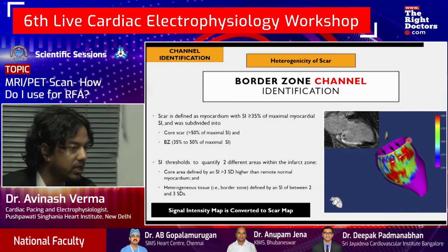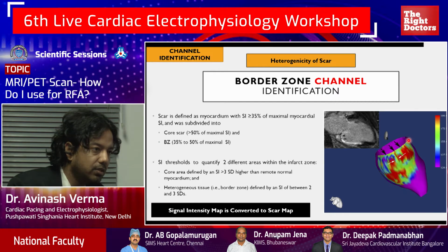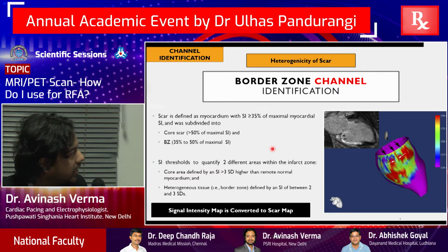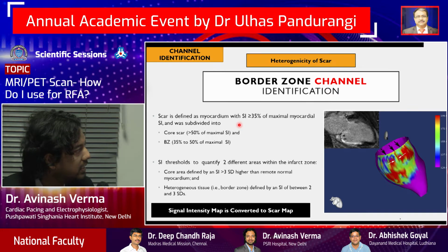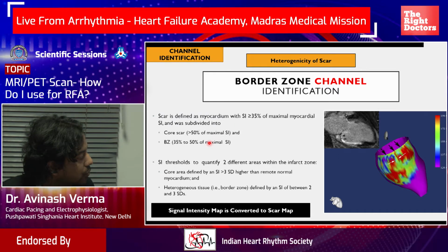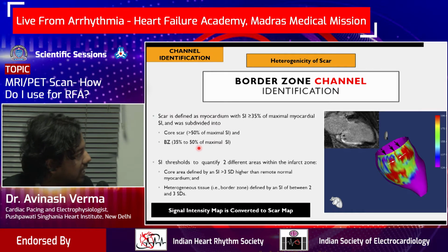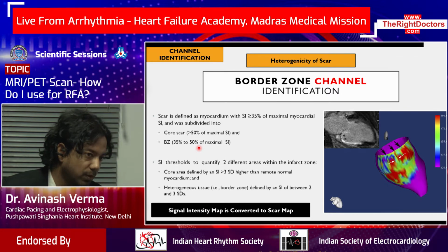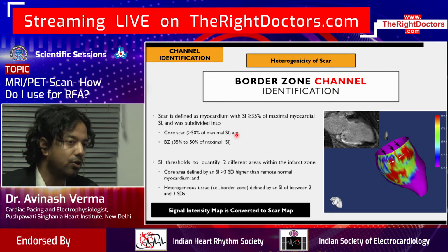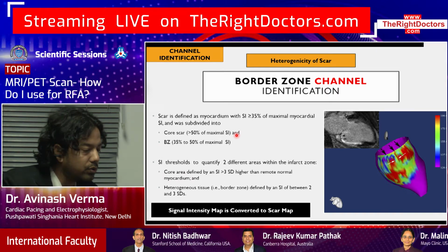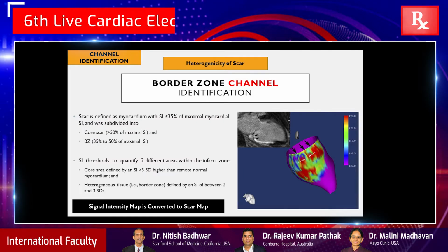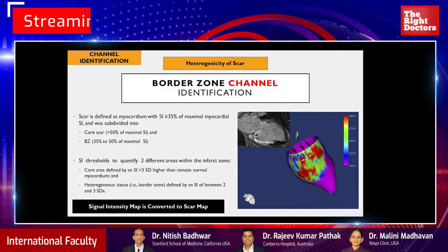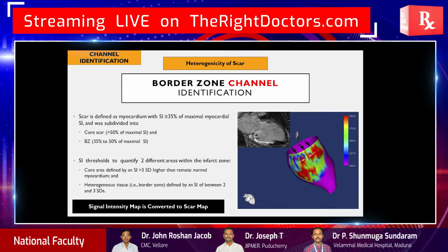Based on this, you can calculate your normal tissue and your scar tissue. So what borders do you take? Scar is defined as myocardium with signal intensity more than 35% of the maximum myocardial signal intensity, and was subdivided into core scar, more than 50% of the maximum, and border zone, more than 35% to 50% of the maximum. Below this is all normal. By this, you can make a core scar and a border zone scar. Now, these are not arbitrary things. They have been validated by previous animal studies and even human studies, correlating with the electroanatomical map scars, and they have been found to be valid.